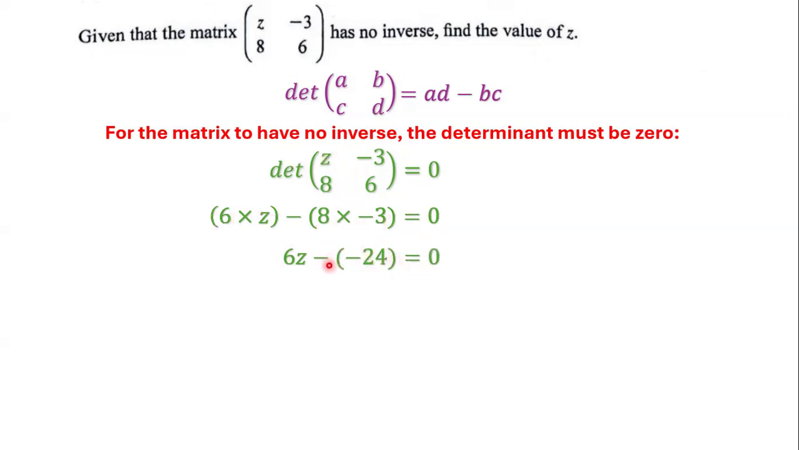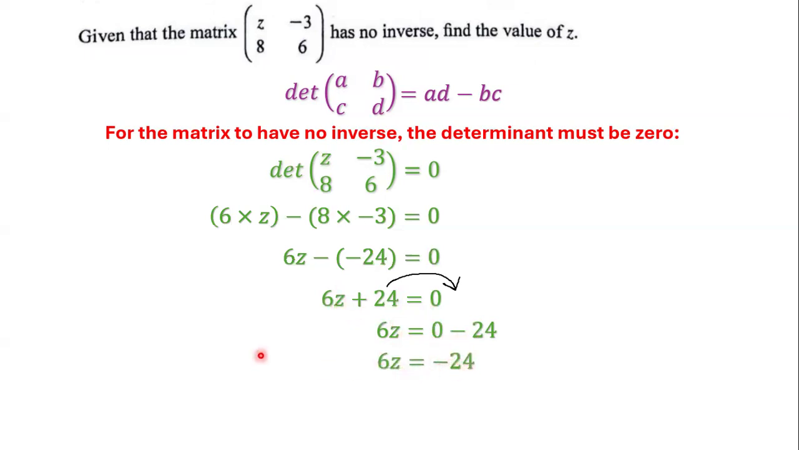And we know that a negative multiplied by a negative gives us a positive. So we have 6Z plus 24 is equal to 0. We're going to take 24 and send it over the equal sign. And that becomes 6Z is equal to 0 minus 24. And 0 minus 24 is definitely -24.